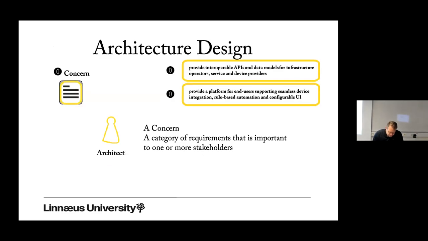If you go to the architecture design, start with these technical challenges here on the right. You can use them to derive some of the concerns you have to manage as an architect. Interoperable. Something that is interoperable between the infrastructure operators and service and device providers. Okay, some interoperability. It sounds like something that is a concern for a large part of the system. It contains a set of architectural significant requirements.